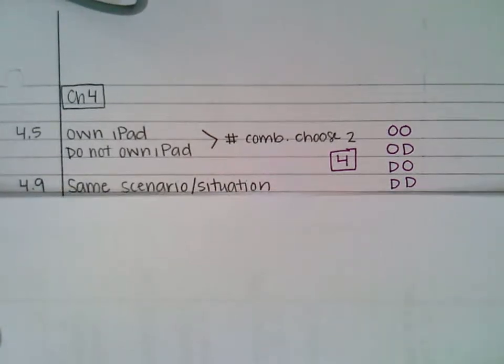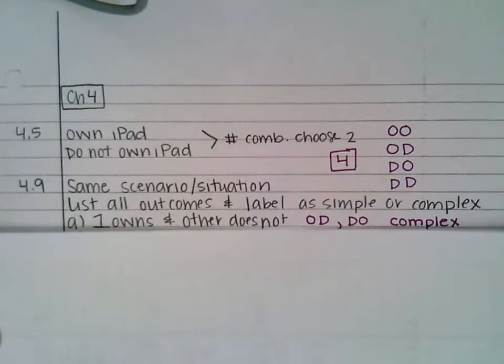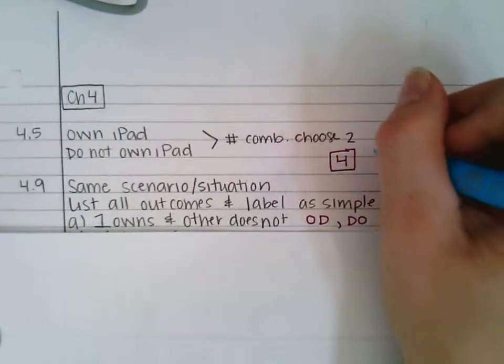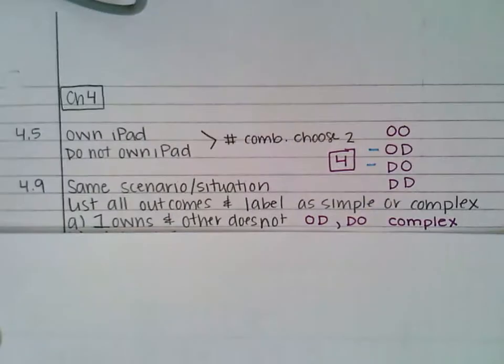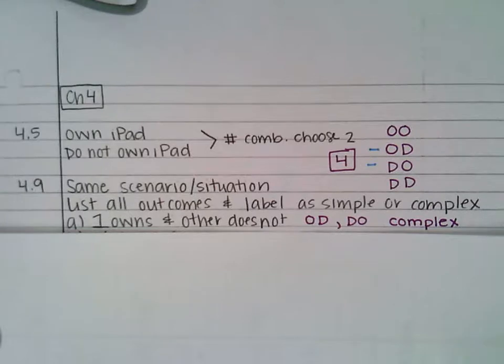4.9 has us look at the exact same scenario, but they want us to list all outcomes and look at complex or not complex. So part A says one of them owns and the other does not. That doesn't imply order. So I'm going to look at both of these. One owns and the other does not. So that would be a complex outcome because there's 2 different ways we could look at that.